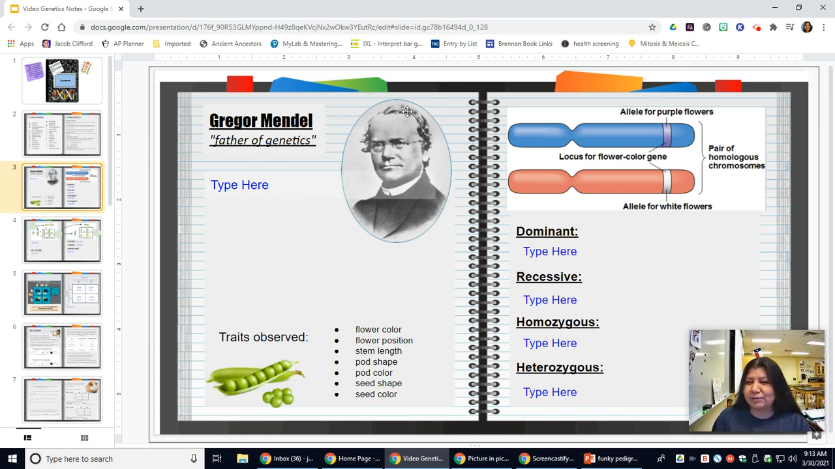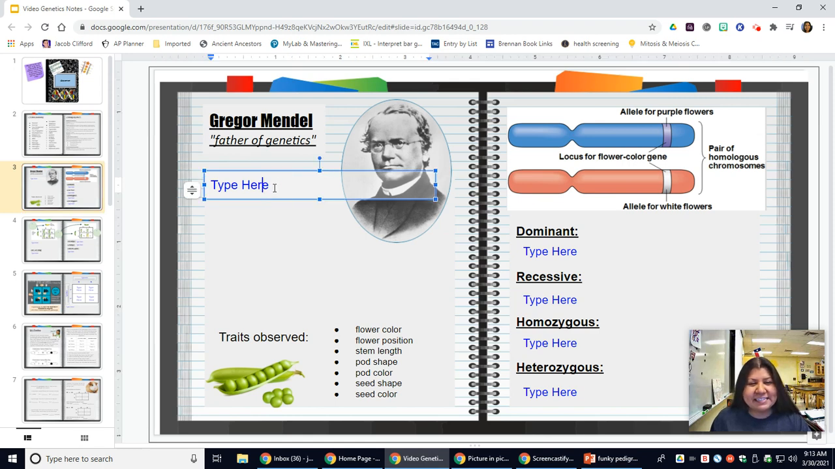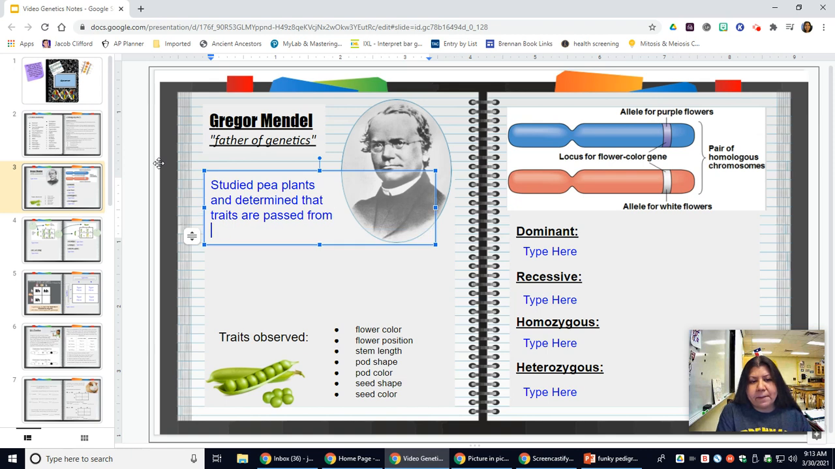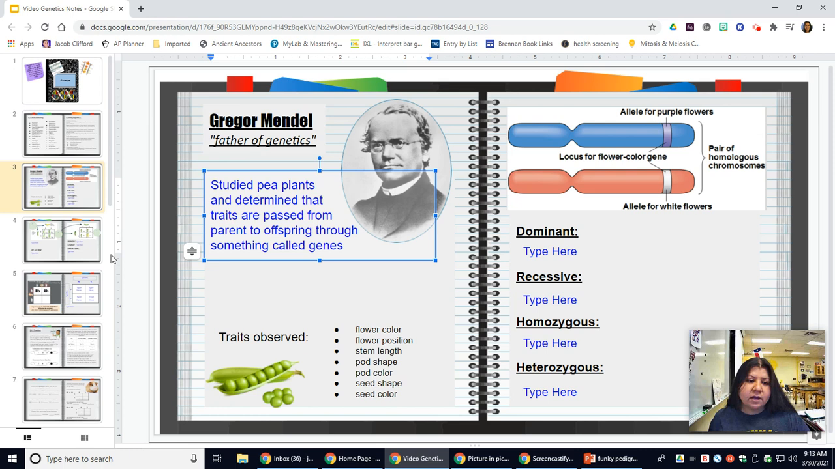So first off, I have this portrait right here of this esteemed gentleman. His name is Gregor Mendel. So he was known as the father of genetics. So what Gregor Mendel did is he studied pea plants and determined that traits are passed from parent to offspring through something called genes.